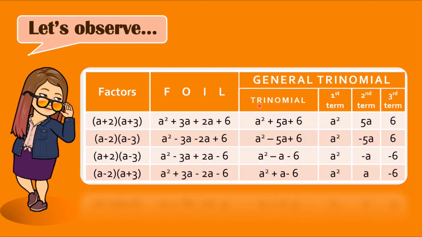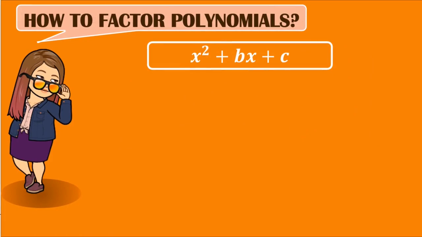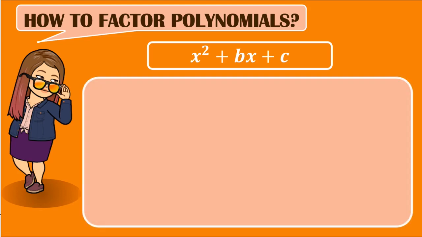Now what do we call this trinomial? What pattern can we see? The trinomial that you have seen is in the form of x squared plus bx plus c, where the leading term has a leading coefficient of 1.